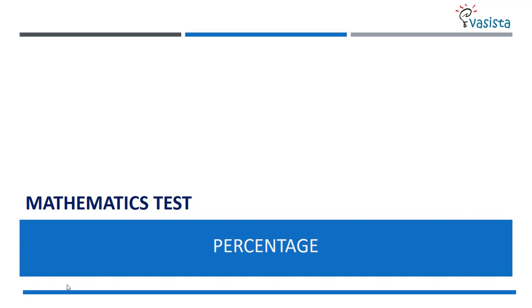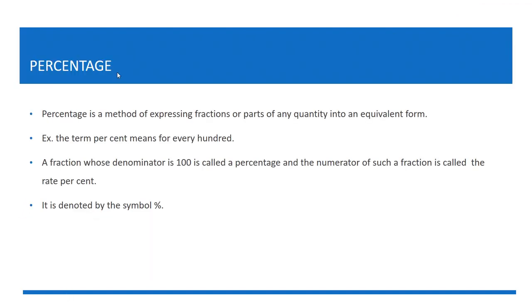What exactly is percentage? Percentage is a method of expressing fractions or parts of any quantity into equivalent form. For example, the term percent means for every 100. So a fraction whose denominator is 100 is called percentage, and the numerator is called as what?